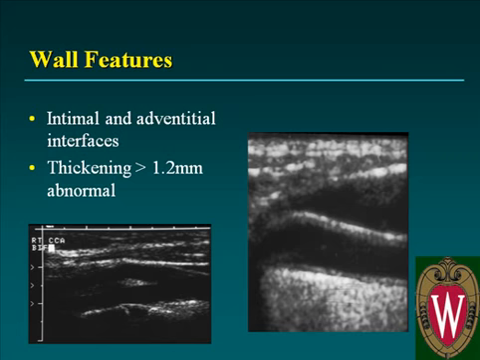To remind you, the wall of the carotid artery should be thin. In many Western countries, you will see what is known as intimomedial thickening, which can be up to 1.2 millimeters and still be normal. Exceeding that threshold is considered abnormal. This is an example of the intimomedial thickening that I'm describing.